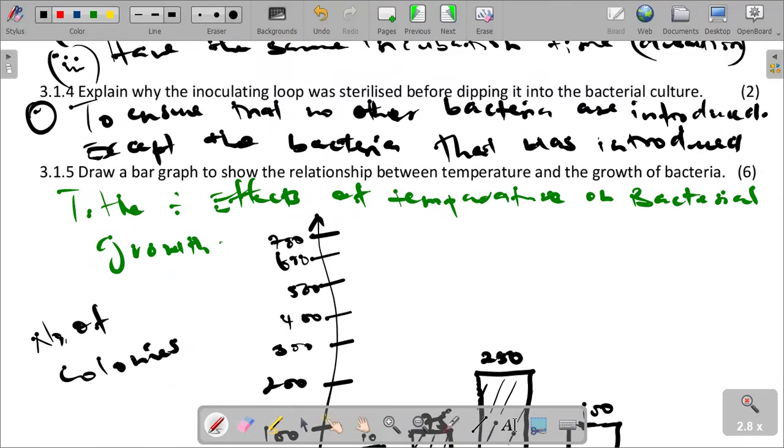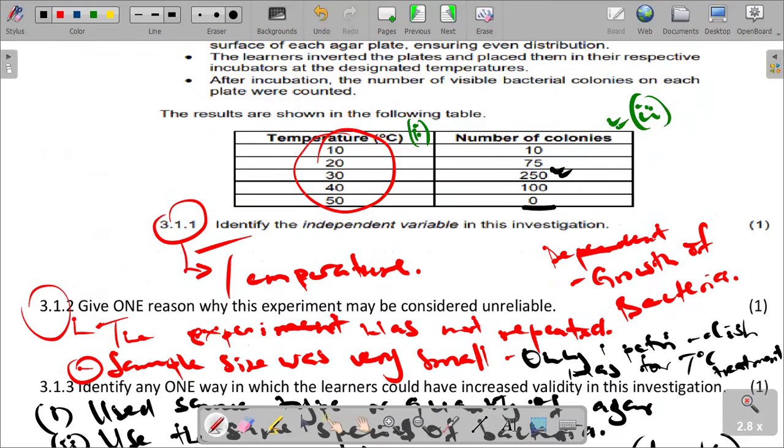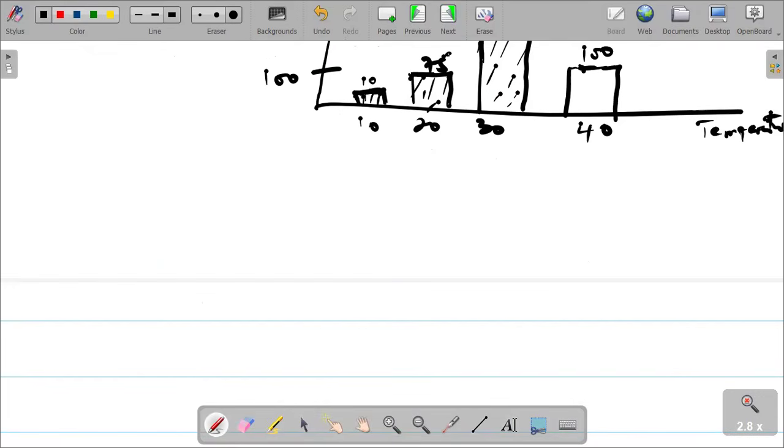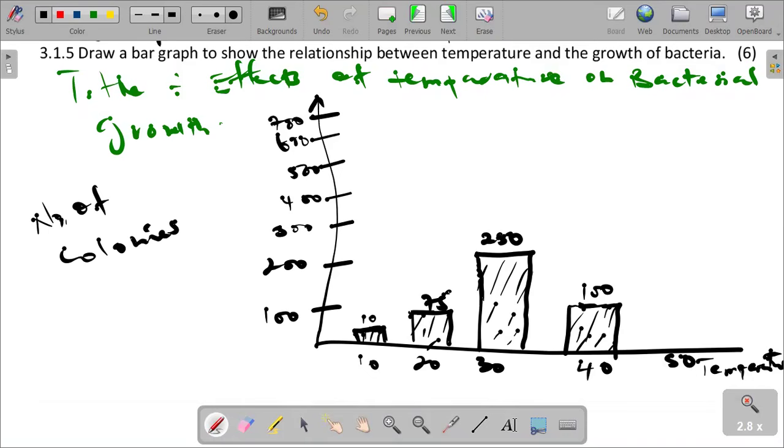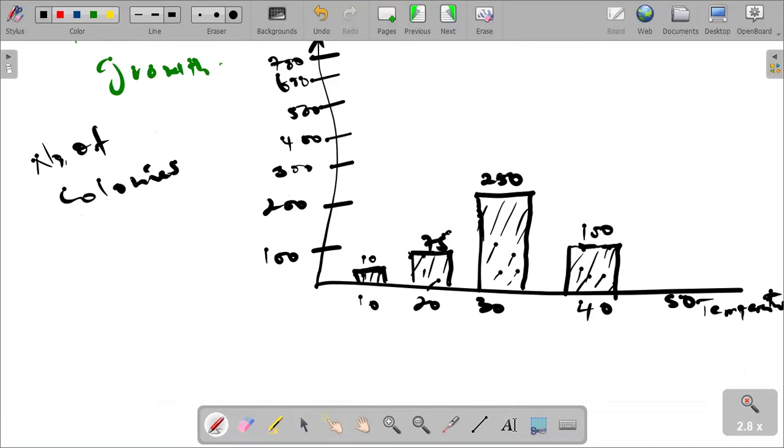And then we said 40 is 100. And then lastly, 50 is 0. So our graph comes in the way we can see it here. That's how the graph has to be. If we do our graph like this, we are saying temperature versus number of colonies.